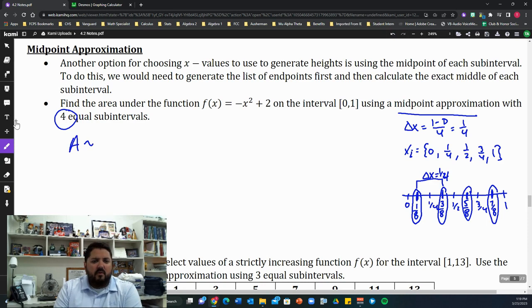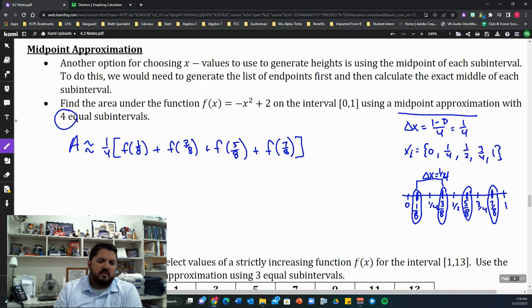Now, setting up the area formula, though, is exactly the same process. It's just we're working with different numbers now. Now my delta x is 1/4, and then my heights would be f of my first midpoint, f of 1/8, then f of 3/8, and so on. So the setup is really the same thing. It's just you're using midpoints as your x values instead of left or right endpoints.